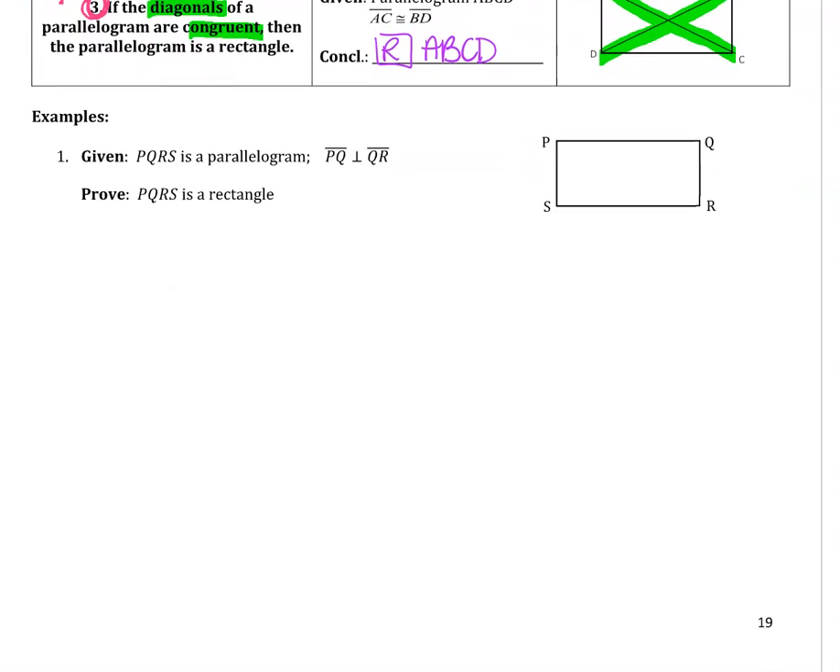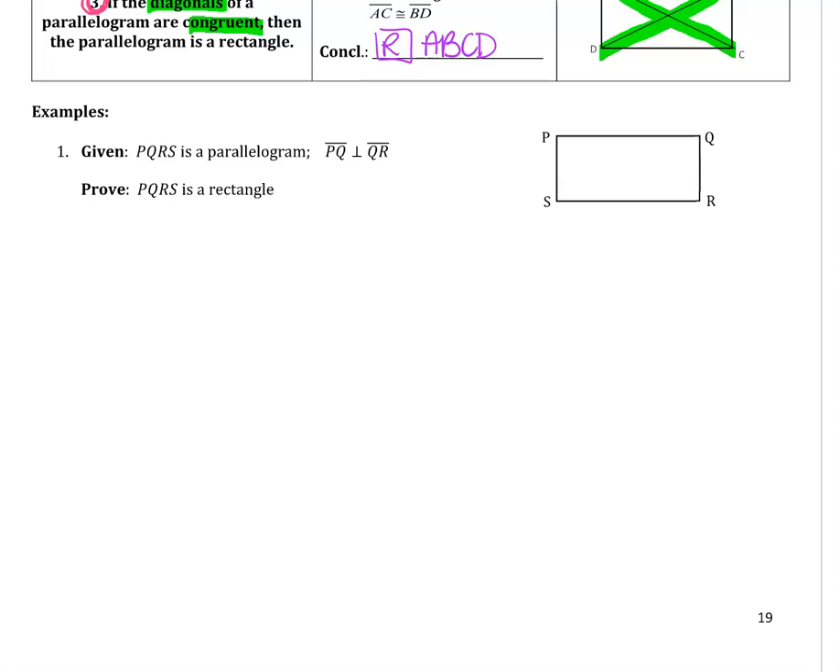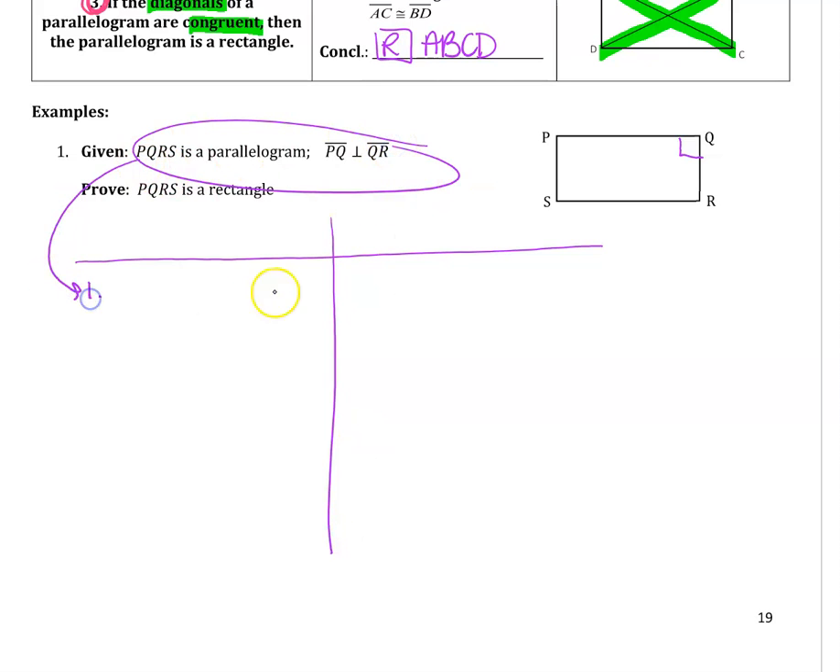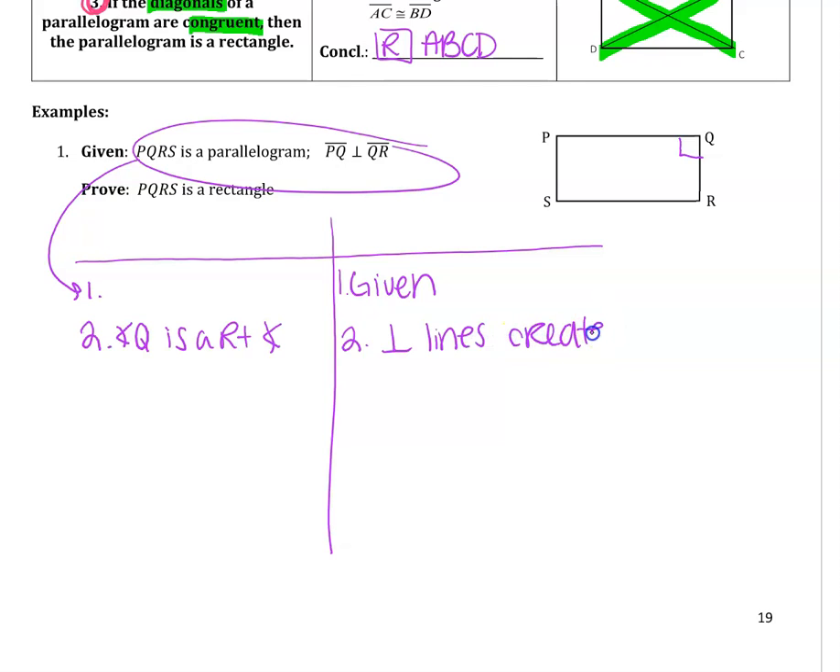All right, so looking at our first proof here, given parallelogram PQRS, I give you that PQ is congruent to QR. Prove it's a rectangle. All right, so super easy, guys. This is going to be only 3 total steps. I'm just going to circle down my givens. All right, so do I have a right angle? Yeah, but I got to talk about it. So at step 2, let's say angle Q is a right angle. And that's because perpendicular lines create right angles.